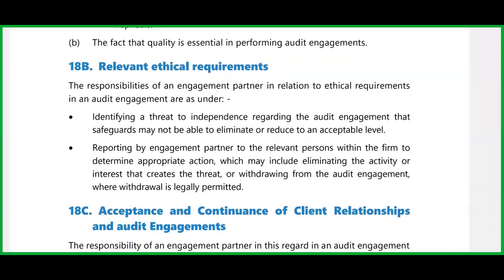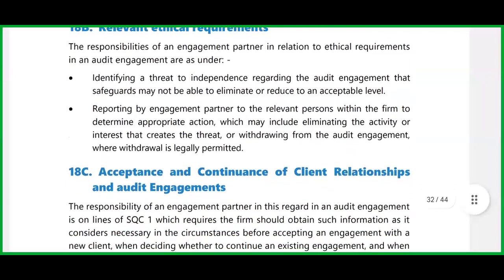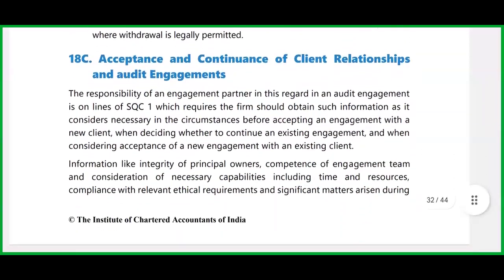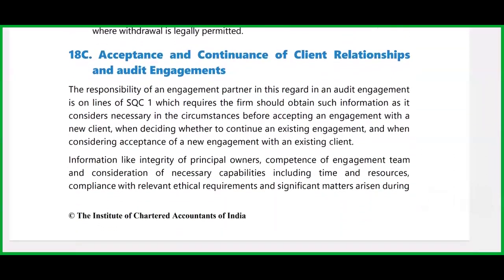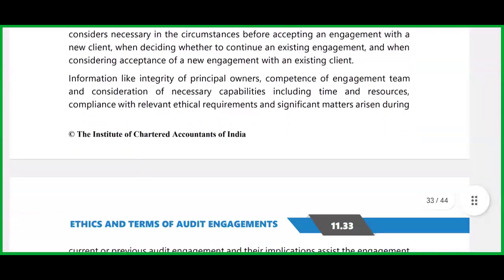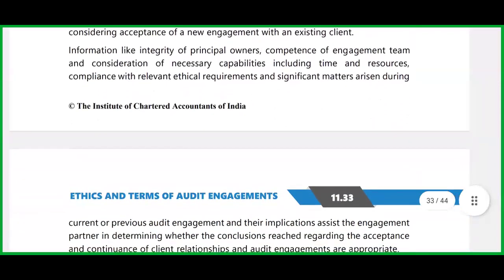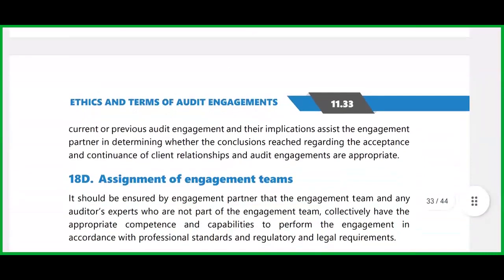Relevant ethical requirements. There is no threat to independence. If it is there, it should be identified and reported. Next is acceptance and continuation of client relationship. It is the responsibility of the engagement partner that all the information like principal owners, competence of the engagement team, necessary capabilities and all are taken care of.